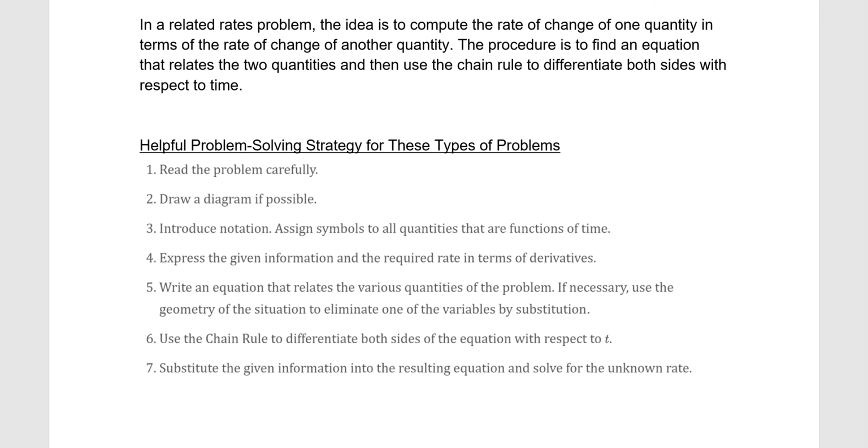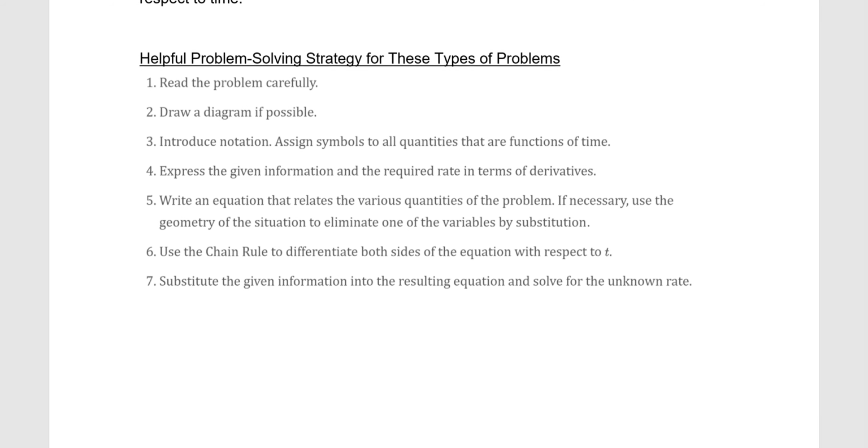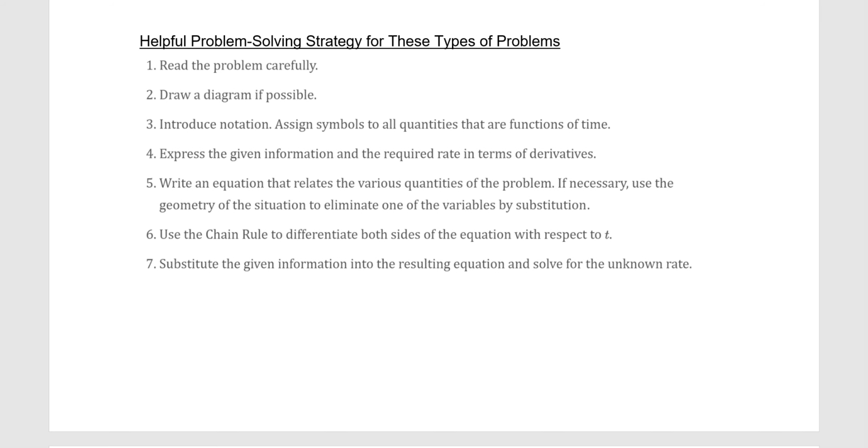Here we have a problem-solving strategy that is kind of generic, but it might be helpful for these problems. First step, obviously, read the problem carefully and reread it. Second step, draw a diagram if possible. You're going to see that for some of these, not all of them, you'll be able to draw a little picture, and it's usually helpful. Next one is to introduce notation. Assign symbols to all quantities that are a function of time, and assign variables for all quantities in the question.